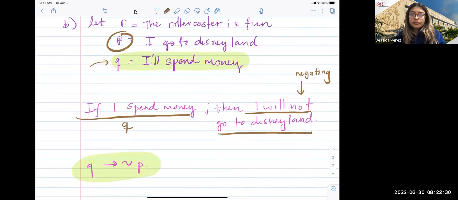Okay? Okay, so I hope so far everybody is understanding the concept of negation and implication, if and then. Ready, so let's scroll down.